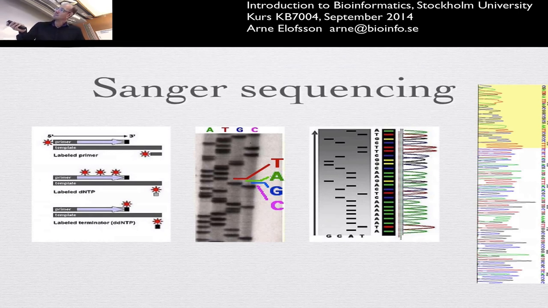So you have your piece of DNA template, and then you have a primer, so you have something to start sequencing from. Then you put in some labeled nucleotides that stop the primer extension, and there are also marks you can detect.